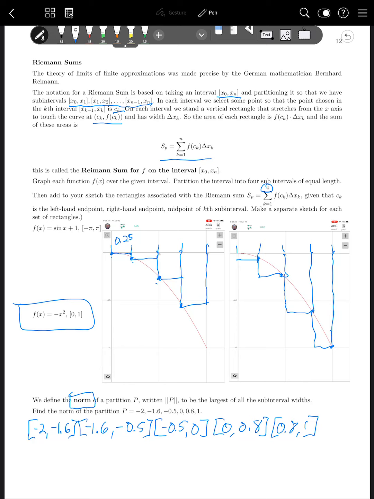Now the norm is whatever the largest of those is. The first one has a width of 0.4. The width of the second one is 1.1, then 0.5, then 0.8, and then finally 0.2. So the largest one, and our norm, would be 1.1. That's a term that will come up moving forward, but it's not that important, so we're not going to spend that much time on it.